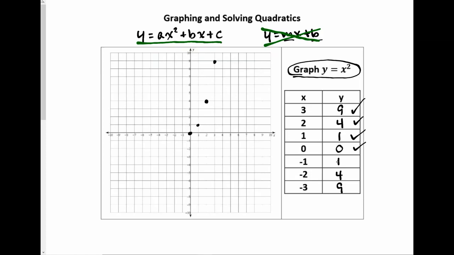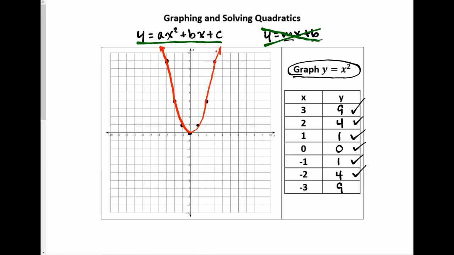Then I have negative 1, 1. So I'm going to go over to the negative 1 and then up 1. Next, I'm doing negative 2, 4. I'm going to go over to the negative 2 and up 4. And lastly, negative 3, 9. I'm going to go over to the negative 3 and up 9. Now, those are my points. And all I need to do now is connect the dots as best I can. So I'm going to draw a line that connects all of the points as best I can.